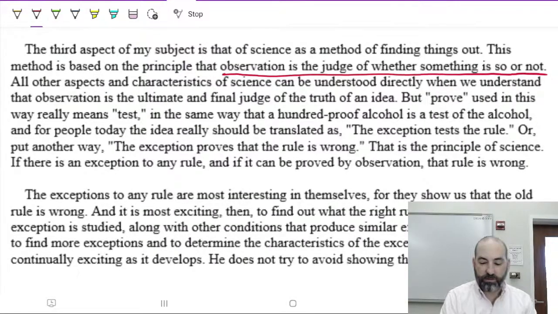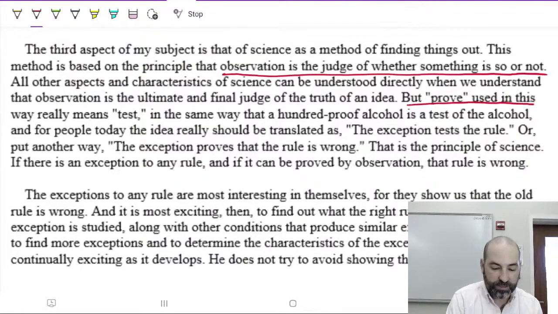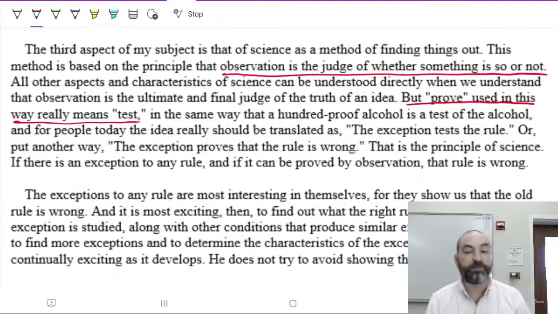And so the other important point here is he says that prove in this context really means test. We talked a little bit about that last week, that when we prove something in science, it doesn't mean that we now have absolute faith in its truth. It means that we test it and test it and test it again, and if it keeps passing those tests, then it's most likely the correct explanation.